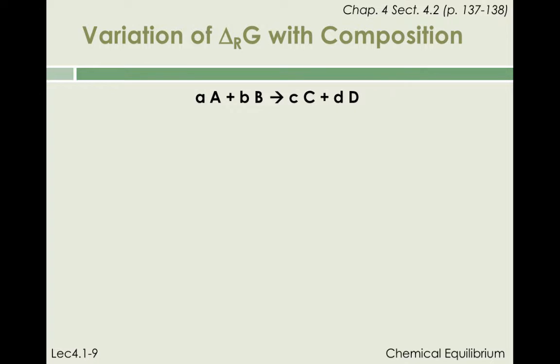We consider the case of a general reaction between a moles of A and b moles of B to form c moles of C and d moles of D. We showed earlier that for such a reaction, the reaction Gibbs energy change delta Rg is equal to delta G divided by delta N and also equal to c times mu C plus d times mu D minus a times mu A minus b times mu B, where each chemical potential can be expressed as the standard chemical potential plus RT times the natural log of the species activity.